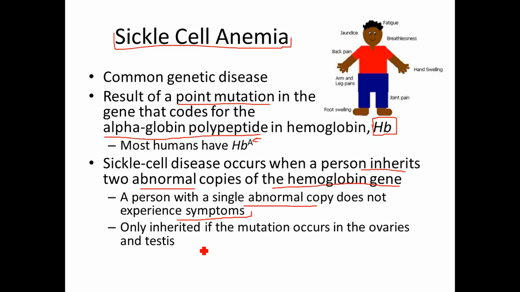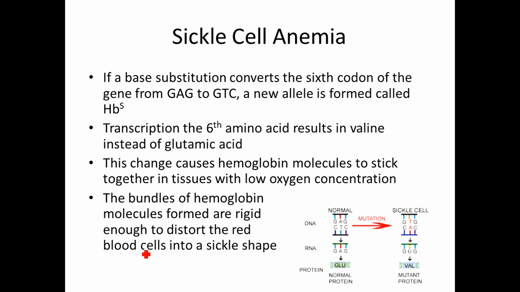And you're only going to inherit a mutation if the mutation occurs in gamete cells, and remember those gamete cells live in the ovaries and testes. With sickle cell anemia, this arises through a base substitution that converts the 6th codon of the gene for hemoglobin from GAG to GTG. And you get a new allele that is referred to as the sickle cell allele. This is abbreviated as HbS, with a superscript S.